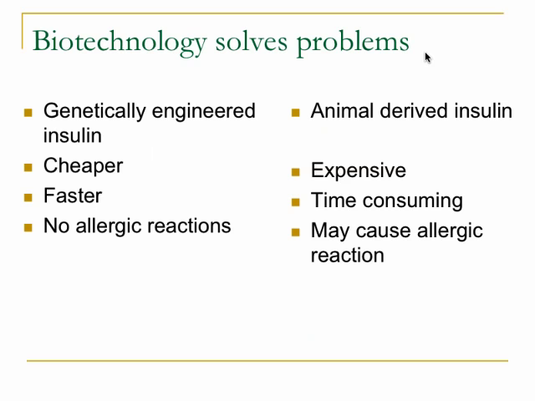So the advantage in the case of insulin is it's cheaper. The bacteria grow a lot faster than a pig or a cow. You don't have the risk of any allergic reactions. It's animal insulin versus human insulin, so it's safer also.